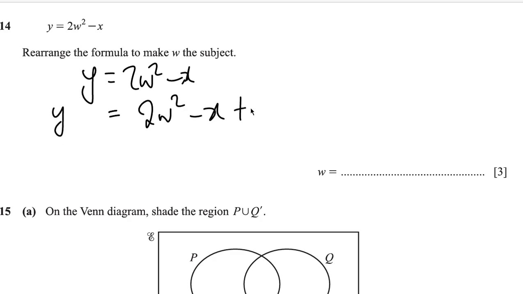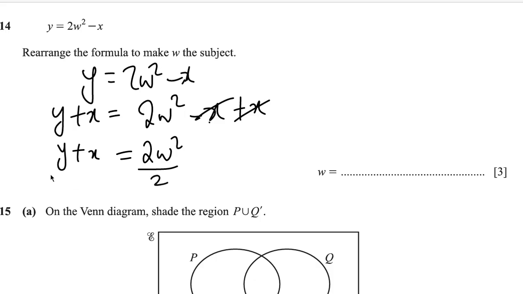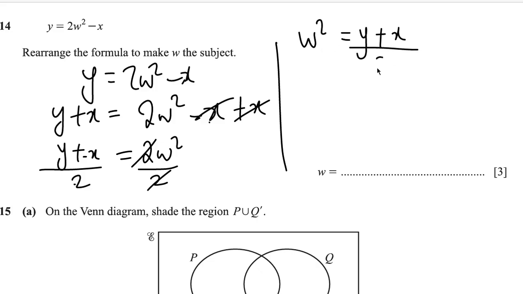So we have y equals 2w squared negative x. So we can simply add x to both sides to eliminate x, right? And then we add x over here. Don't forget that. So this goes, and then we have that y plus x is equal to 2w squared. And then we could divide through by 2. So that shows that y plus x over 2 is equal to w squared. And then that means we could say that w squared is equal to y plus x over 2, right? So what does the question say? Make w the subject, and we have w squared.